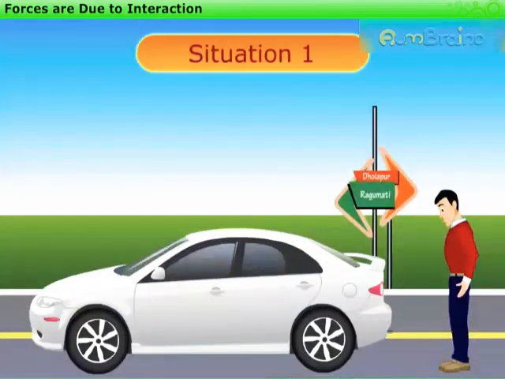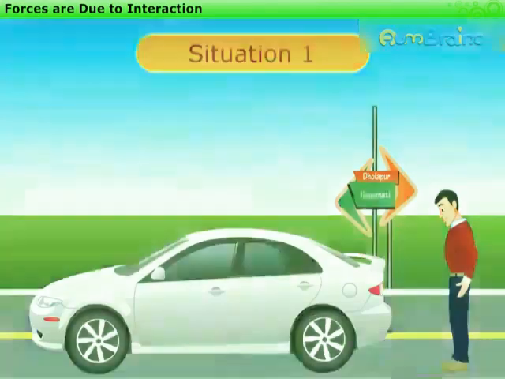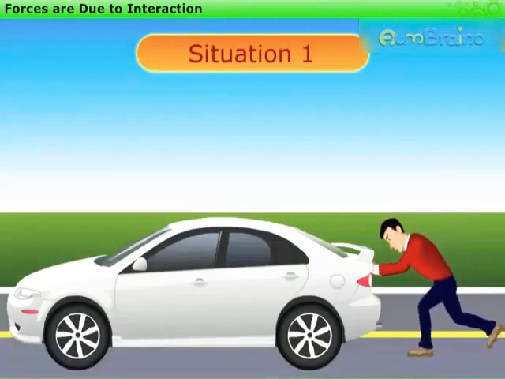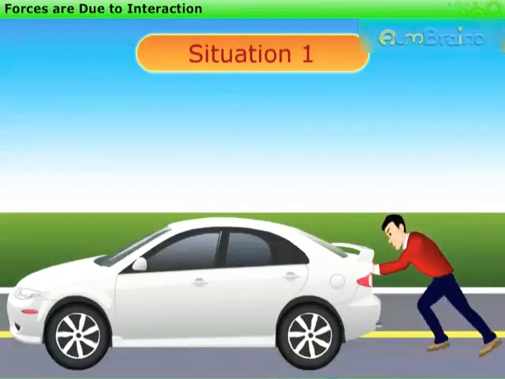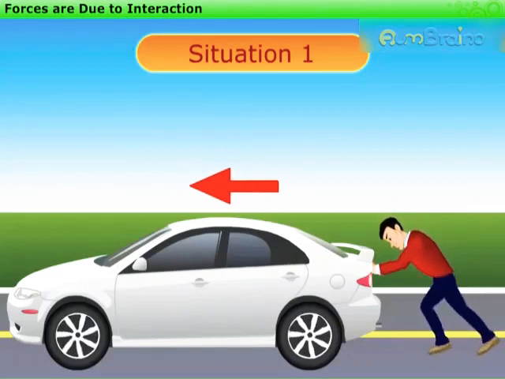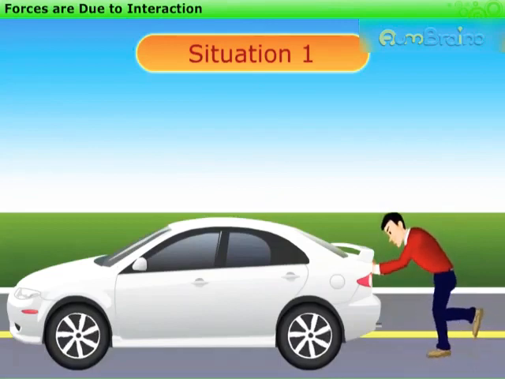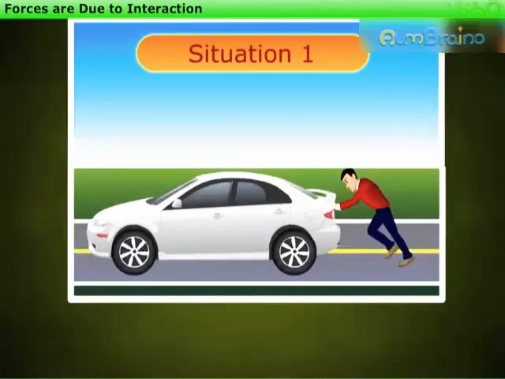Mr. Brown is standing behind a stationary car. The car does not move if he does not apply any force. Now, he pushes the car, which means he applies the force on it, and the car begins to move in the direction of the applied force. This suggests that a person has to push the car to make it move.